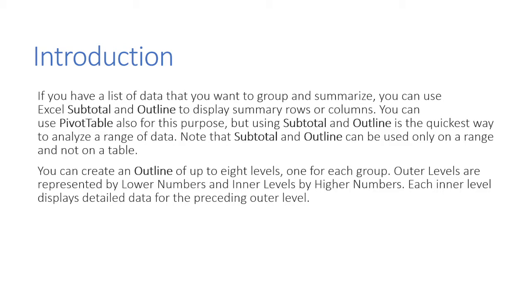You can use a pivot table also for this purpose, but using subtotal and outline is the quickest way to analyze a range of data. Note that subtotal and outline can be used only on a range and not on a table. You can create an outline of up to 8 levels, one for each group. Outer levels are represented by lower numbers and inner levels by higher numbers. Each inner level displays detailed data for the preceding outer level.